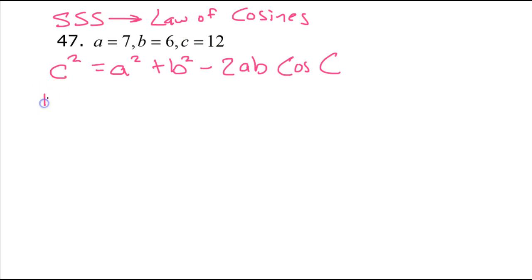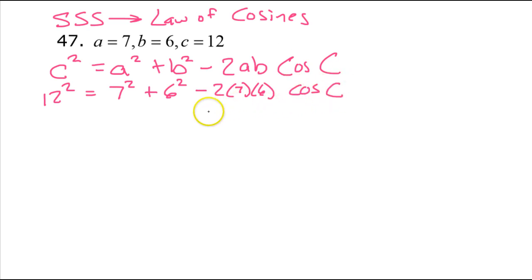So I've got 12 squared is equal to 7 squared plus 6 squared minus 2 times 7 times 6 times the cosine of angle C. Okay, so I need to solve this for angle C. If I subtract 7 squared and 6 squared from both sides, I'm not even going to turn them into 49 and 36. I'm just going to leave them squared. So I'll have 12 squared minus 7 squared minus 6 squared.